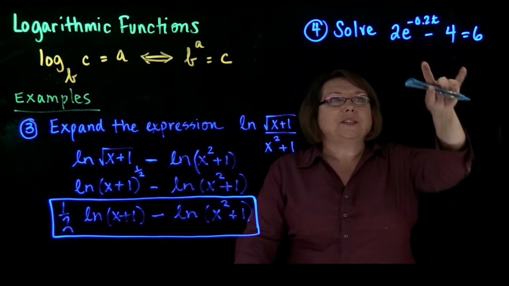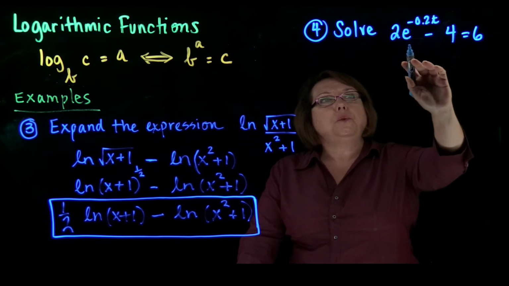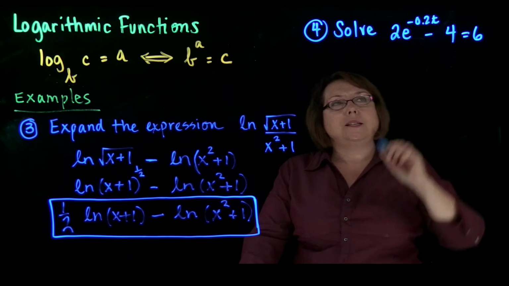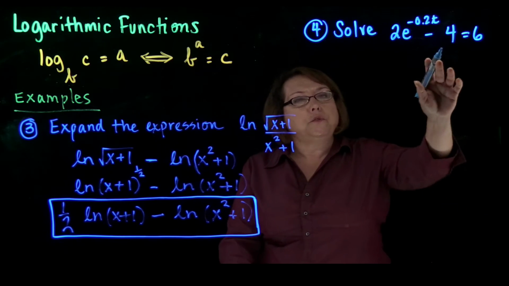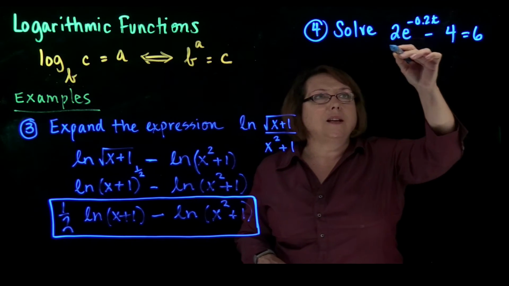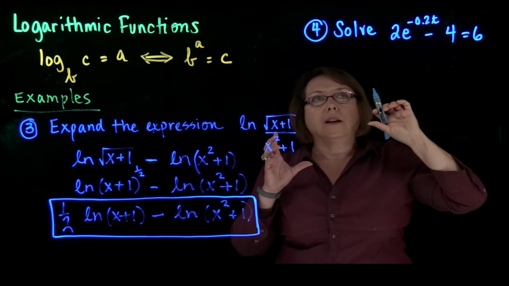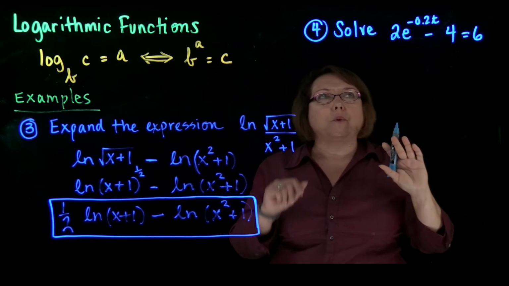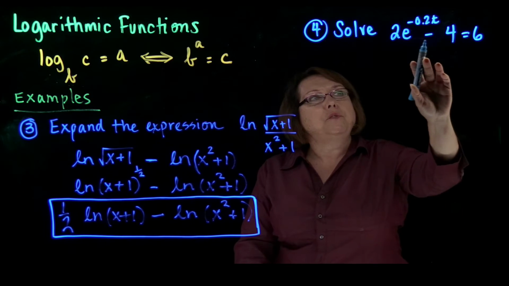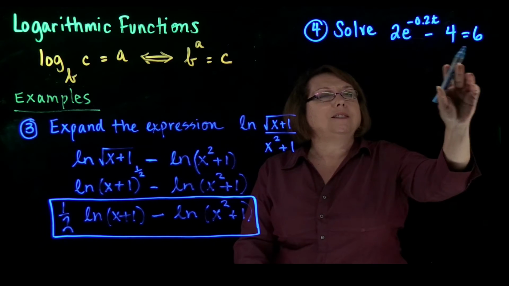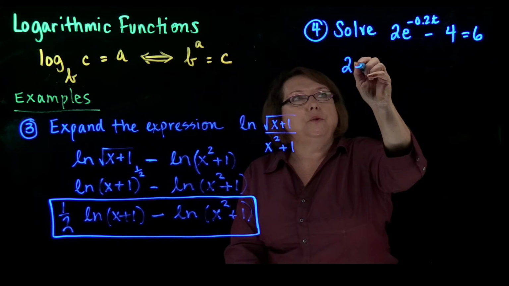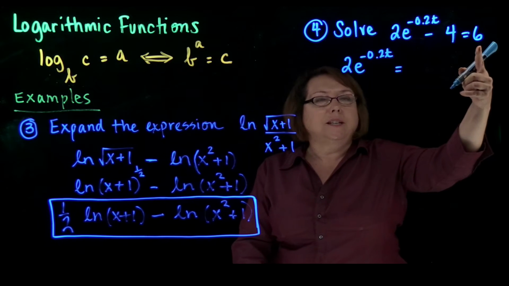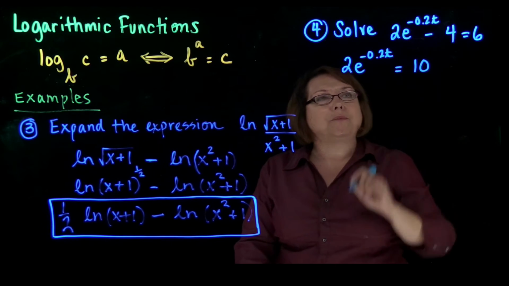So now let's look at problem 4. We want to solve this equation: 2e to the negative 0.2t minus 4 is equal to 6. So the first thing I want to do is try to get to that term with e in it, and I want to undo everything else around it. So I have to first add 4 to both sides. So I'll have 2e to the negative 0.2t is equal to 6 plus 4, which is 10.